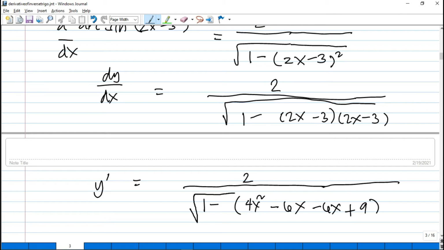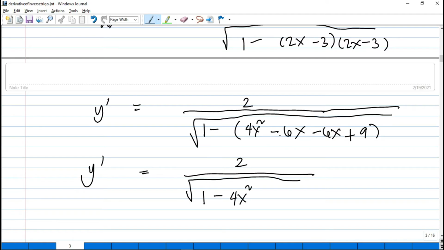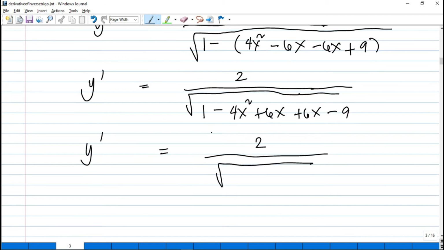So this is the square root of that expression. So y prime is equal to 2 all over the square root of 1 minus 4x squared. Then here, negative times negative, so positive 6x, positive 6x. Then we have here, this is positive, times negative, that is negative 9. So y prime equals 2 all over the square root of 1 minus 9, that is negative 8. So this is 6x plus 6x, so 12x minus 4x squared minus 8.